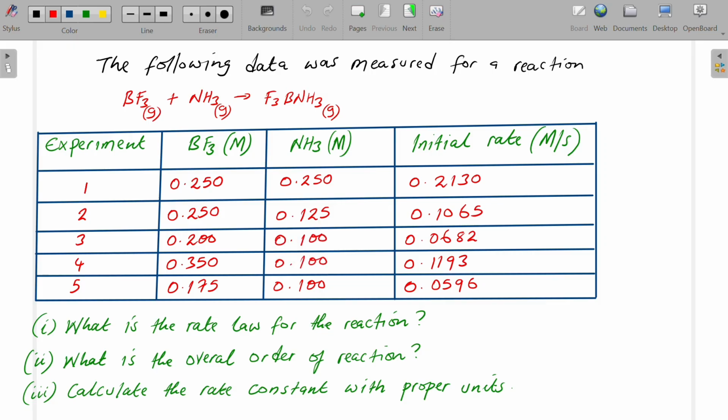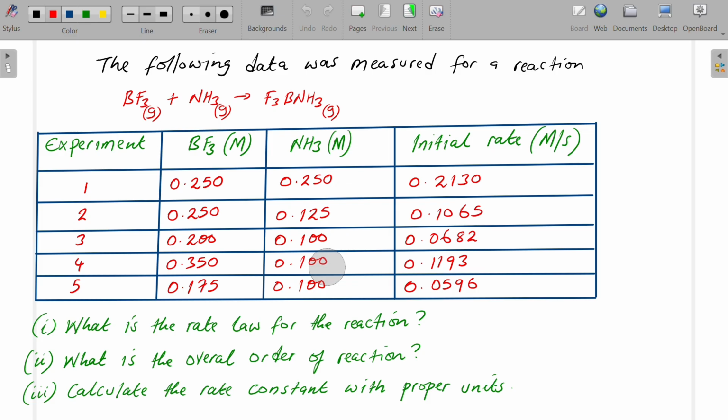So we can see, starting from experiment 3 up to experiment number 5, the concentration of NH3 here is constant. It means we can choose two of the three, and that's what we are going to use. Now, in this case, I'll choose 4 and 5. So I'll use experiment number 4 and experiment number 5.